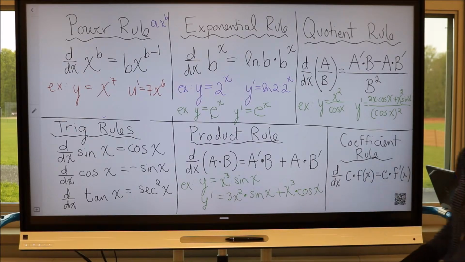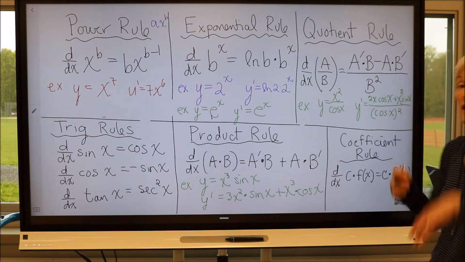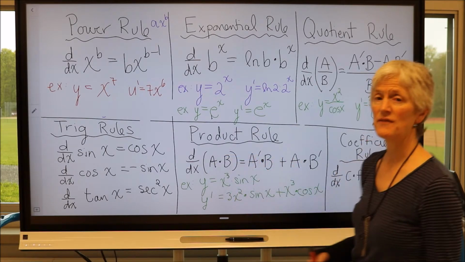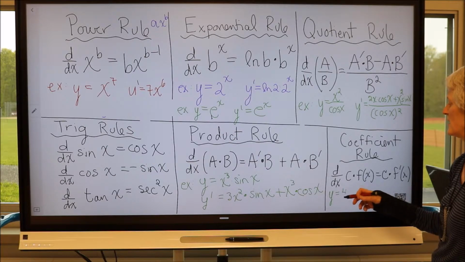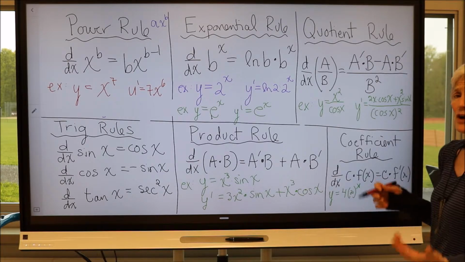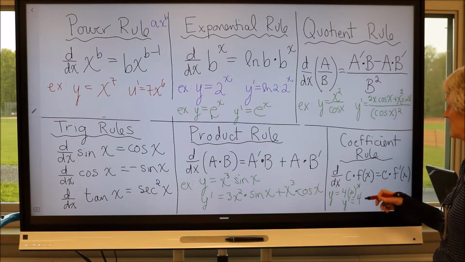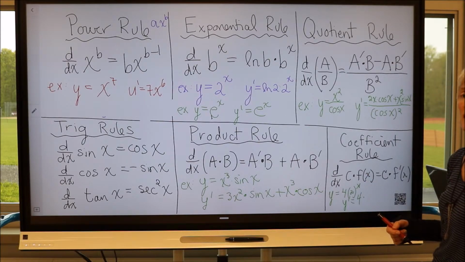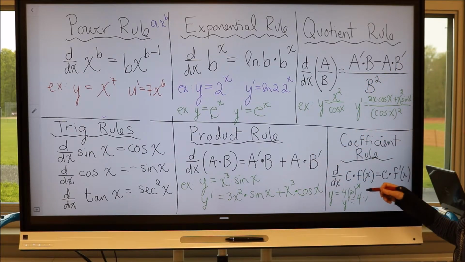The coefficient rule is just a handy thing. When you have a coefficient hanging in front of any function, the derivative is just the coefficient times the derivative of that function. So an example, if I had y equals 4 times 2 to the x, right? That 4 is the coefficient. So when I take the derivative, that 4 is just going to hang out, 4 times the derivative of 2 to the x. Well, the derivative of 2 to the x is the natural log of 2 times 2 to the x. So it's going to be 4 times the natural log of 2 times 2 to the x.